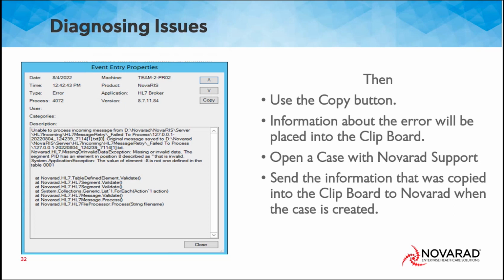So I know that table 0001 isn't necessarily one of those things you've got memorized, but if you call technical support and say, here's the error message that we think goes with this, it looks like there might be some bad information in PID 8, can you help me figure this out? Every little bit of information that you can give the tech support team helps. It will make the resolution to the problem happen much more quickly.